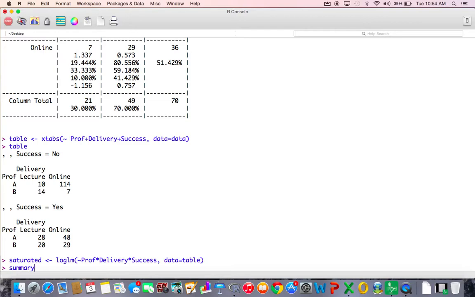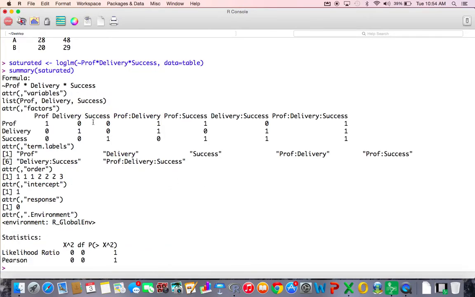So I want to look at summary of saturated. And almost always in this case, you will not get statistical significance. All right, all this stuff is fine and dandy, but my eyes are immediately brought to the likelihood ratio of 0, p-value 1, which is non-significant. Non-significant just tells us that this is a valid model for explaining the phenomena.